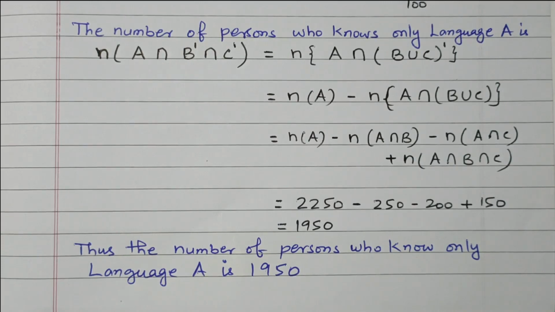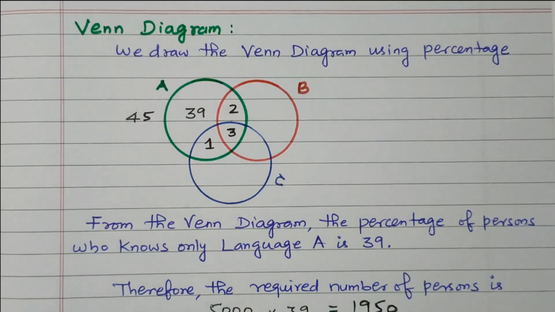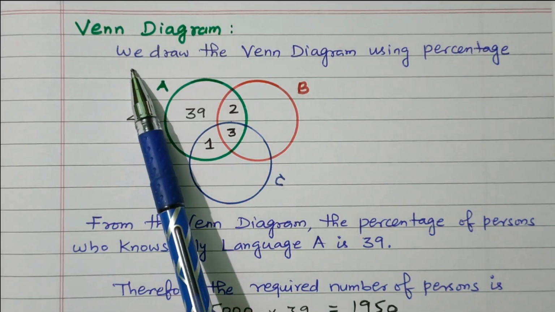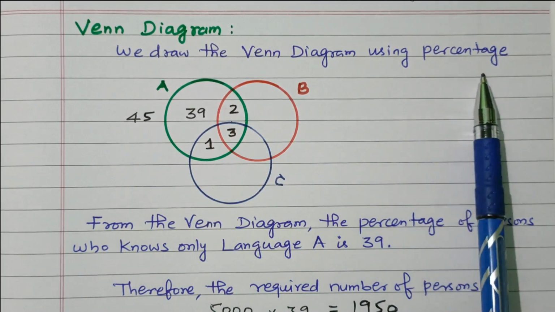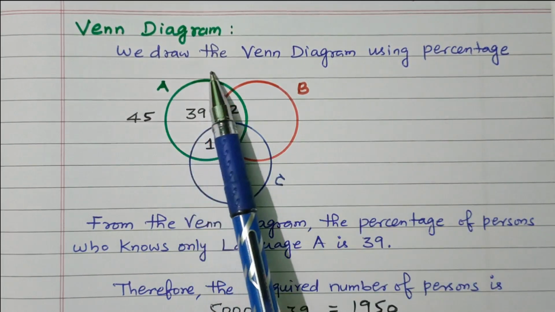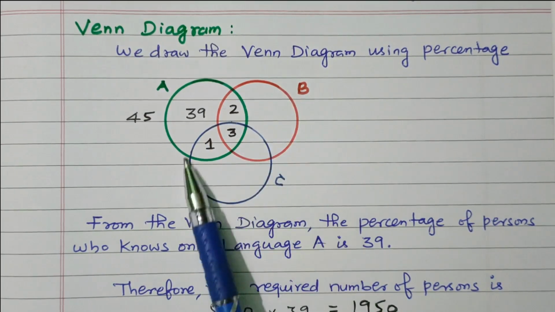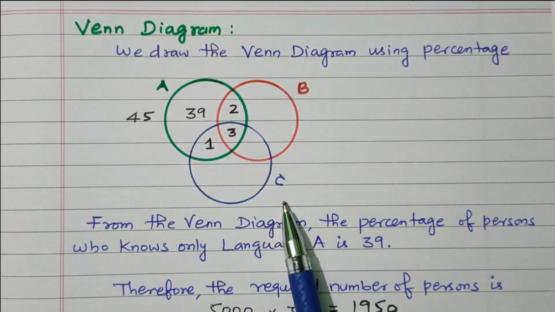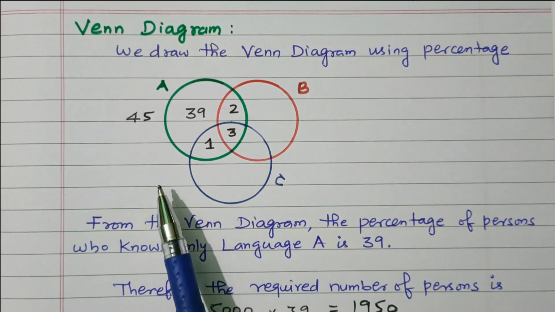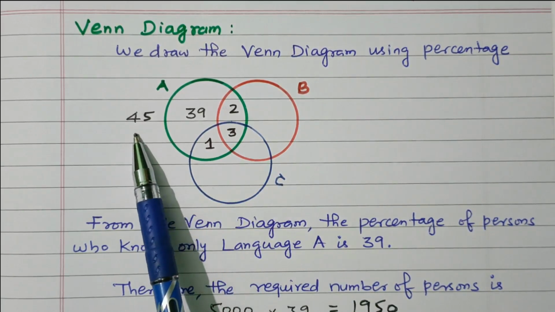Now we'll go to the Venn diagram. By using the Venn diagram also we can get the answer. We'll see the Venn method. So now we'll see the Venn diagram. We draw the Venn diagram using the percentages, right? So this green color represents language A, red color language B, blue color language C, right? So from the given percentages we can fill the data one by one.